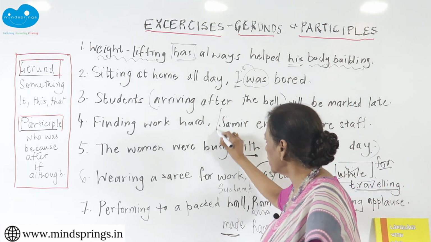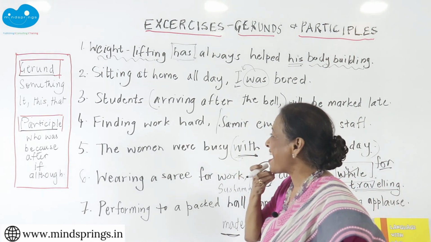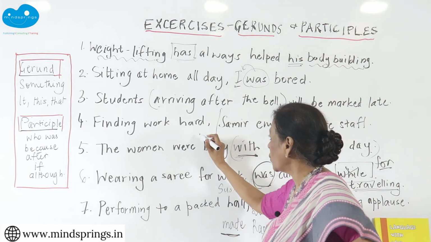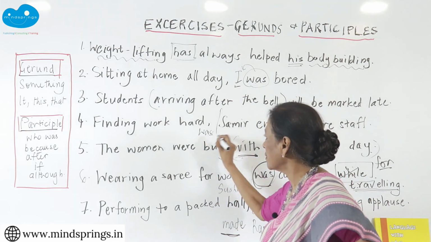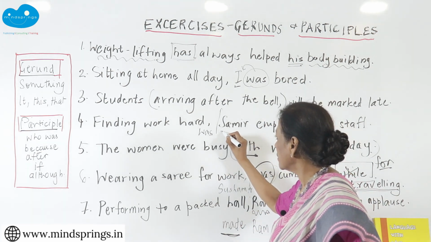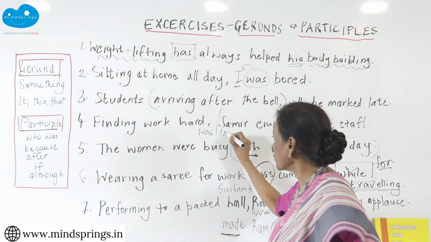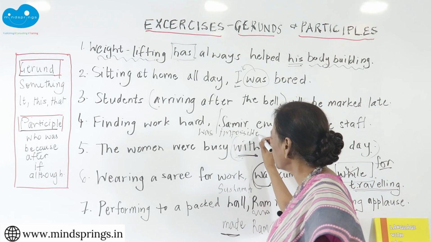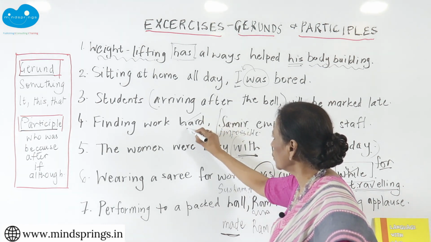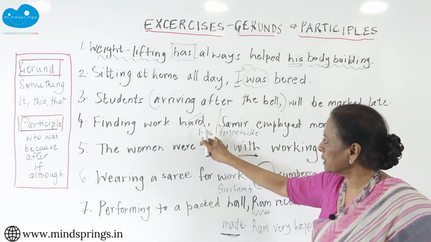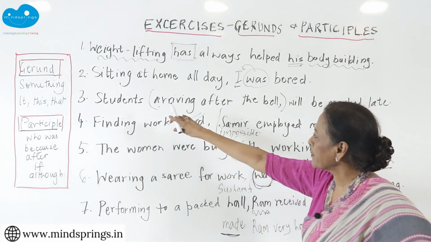Let's make this a verb now. What should we put? Finding work hard was impossible. I wouldn't put hard there, I would say finding work was impossible. Now if I do this, then finding work becomes a gerund phrase.